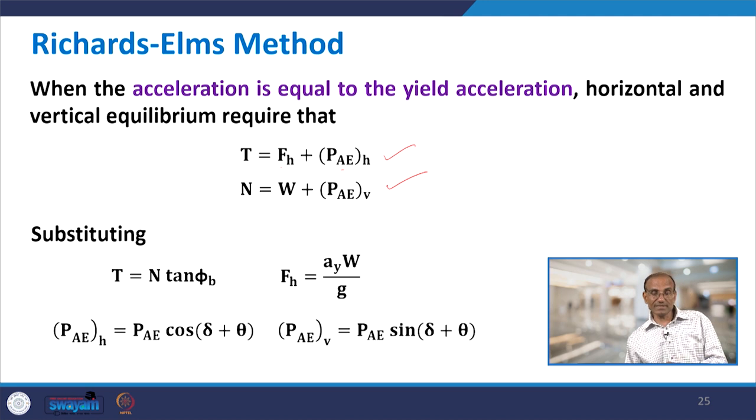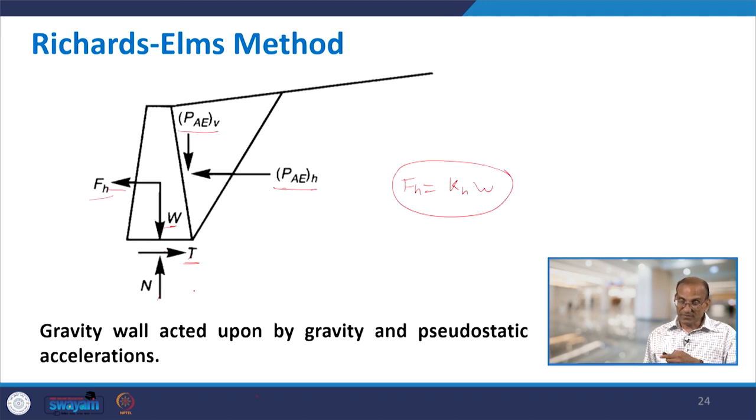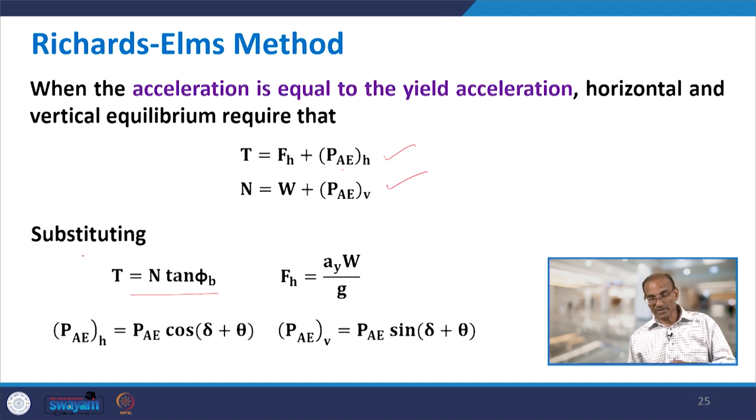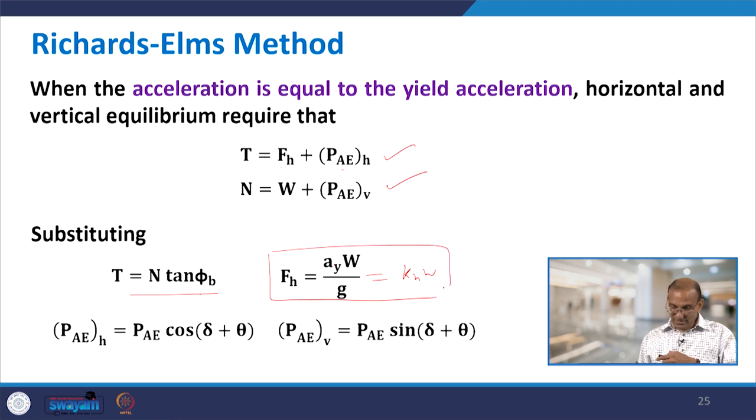Now, substituting T, there is a relation between T and N. T is N multiplied by tan phi B. What is phi B? Phi B is the angle of friction between soil and wall at the base. Why B? B means base. So tan phi B, and FH is nothing but AY by G times W, which I just said is KH into W. So FH is also known to you. So if I substitute, and then what is PAE H? It is PAE cos of delta plus theta, and PAE V is PAE sin of delta plus theta.